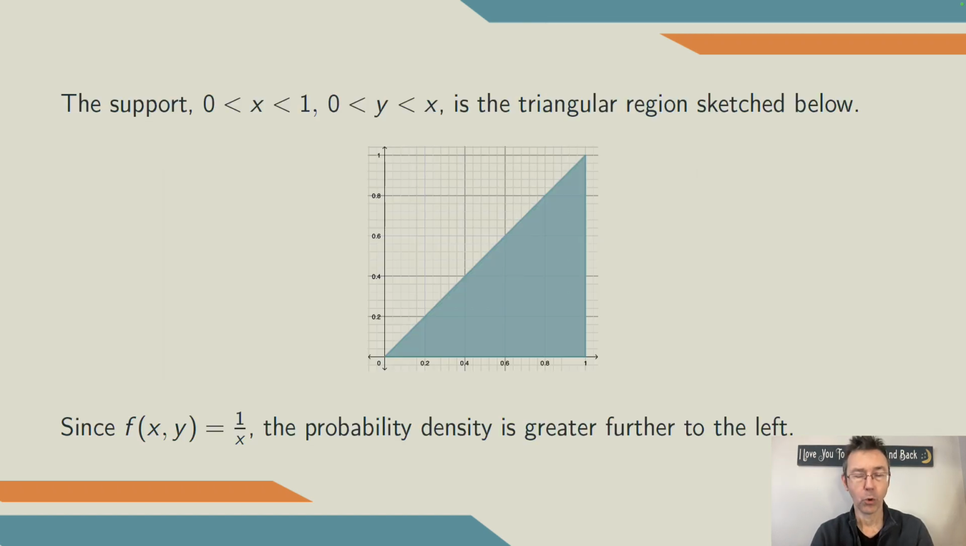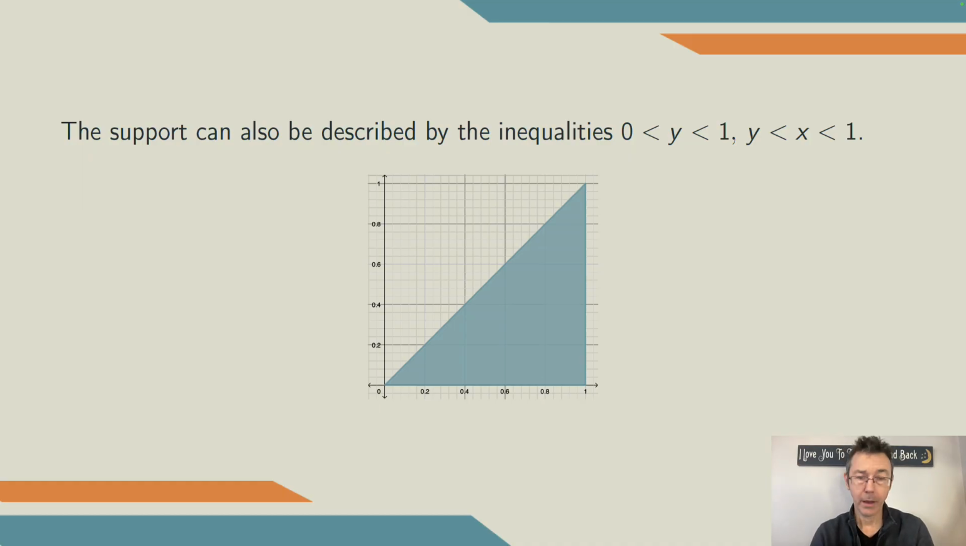Here's a sketch of the support. It's just a triangular region. Now, I've shaded it equally from left to right, but since the joint PDF is 1 over x, being larger for smaller x values, the probability density is greater further to the left. So it might be nice if this were a little more opaque to the left and a little more transparent to the right. Now we can also describe the support by different inequalities, basically writing y first, making x contingent on y rather than the other way around. So y between 0 and 1, x between y and 1.